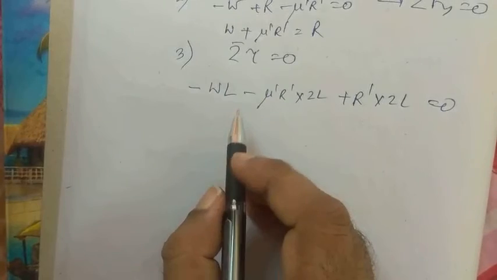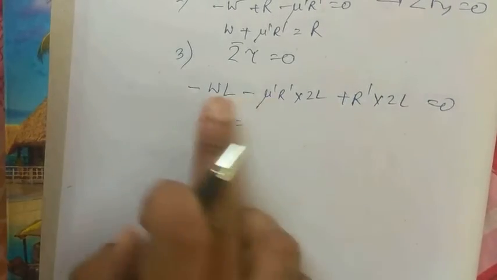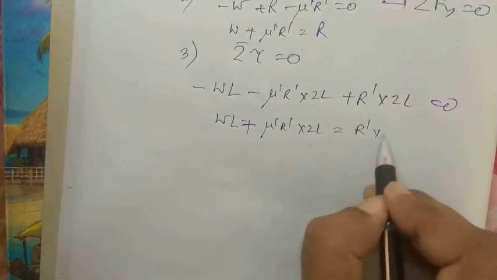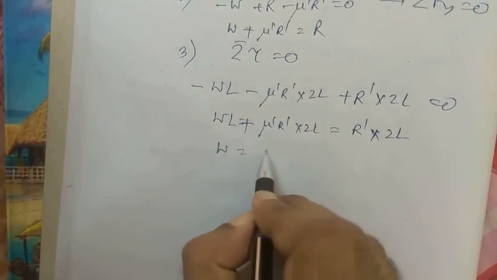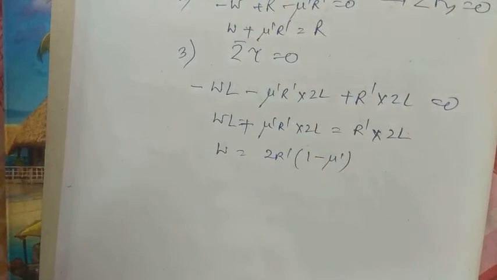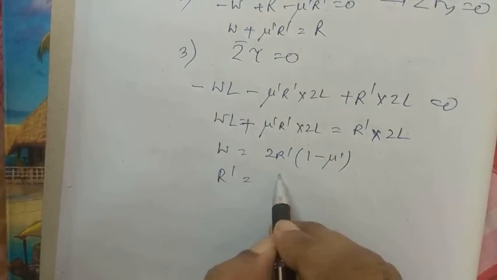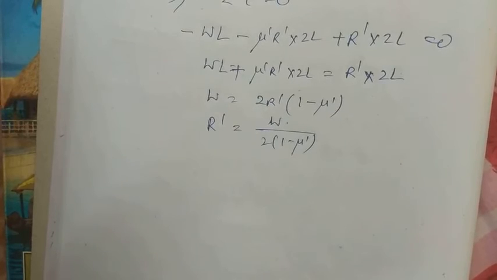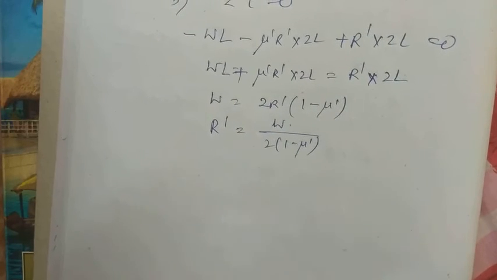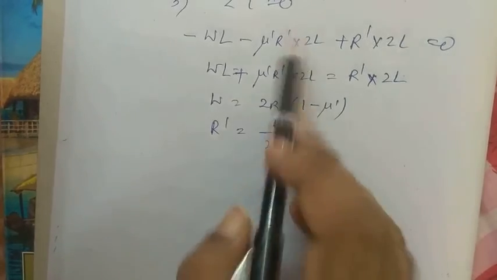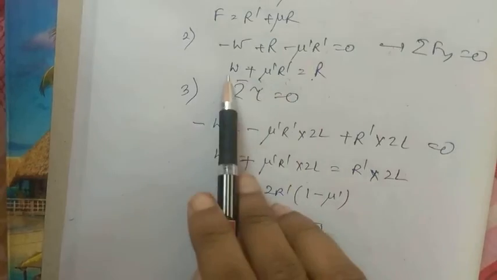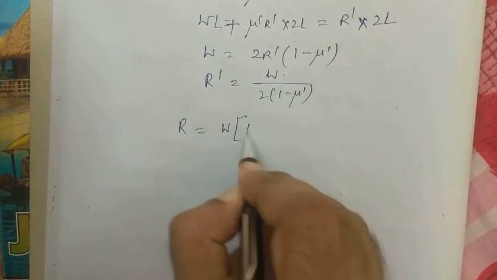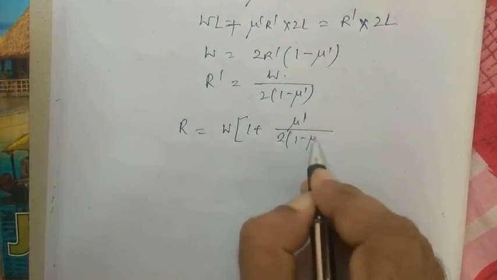From this equation, we will try to find the value of W. Let us first write it in this fashion: W plus mu dash R dash into 2L is equal to R dash into 2L. So W is equal to 2R dash into 1 minus mu dash, or R dash is equal to W by 2 into 1 minus mu dash. Now from the earlier equation we can get the value of R. This was the equation: R is equal to W plus mu dash R dash. In that equation we replace the value of R dash. So we get the value of R as W into 1 plus mu dash by 2 into 1 minus mu dash.